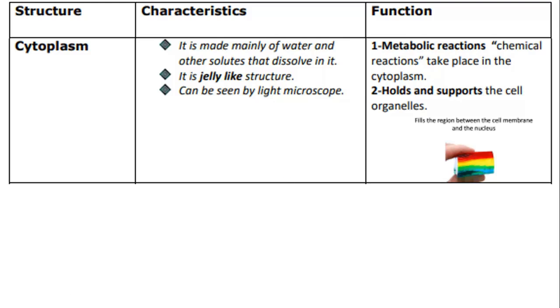Cytoplasm. The cytoplasm is mainly made of water, but not only water, other solutes. That's why it's jelly-like. It's not exactly liquidy and fluid like water. No, it's jelly-like. So it can be seen under the light microscope because it's everything outside of the organelles. What's the function of the cytoplasm? It has all the metabolic reactions. Chemical reactions take place inside the cytoplasm. Also, it holds and supports the cell organelles because the cell organelles float or stay inside of the cytoplasm.